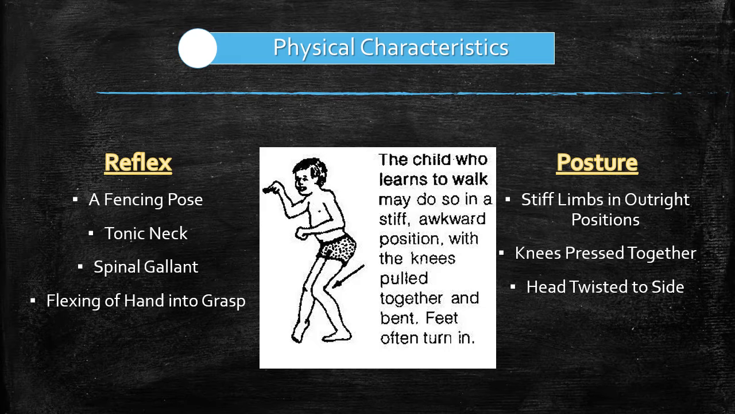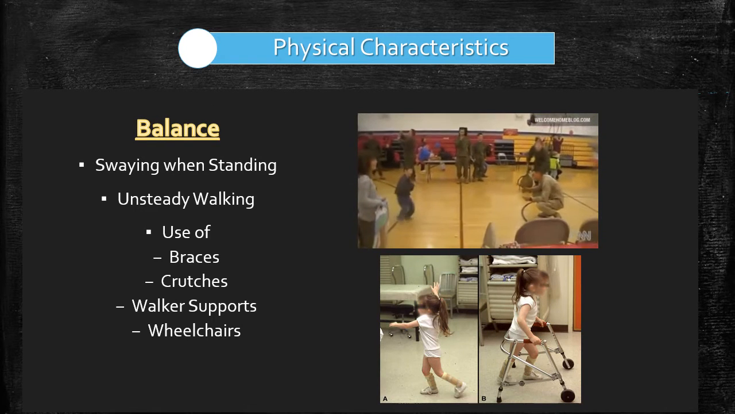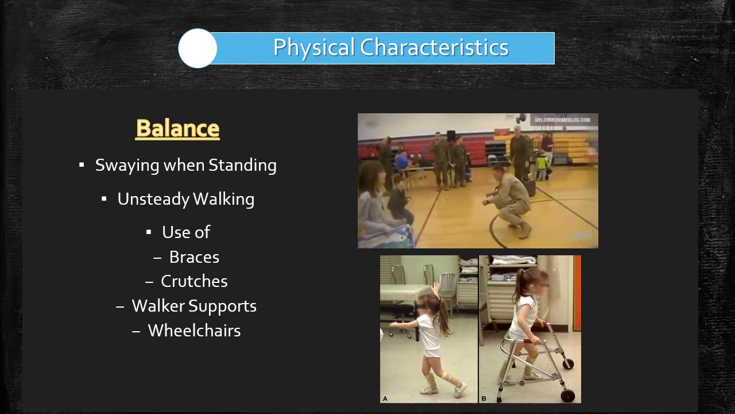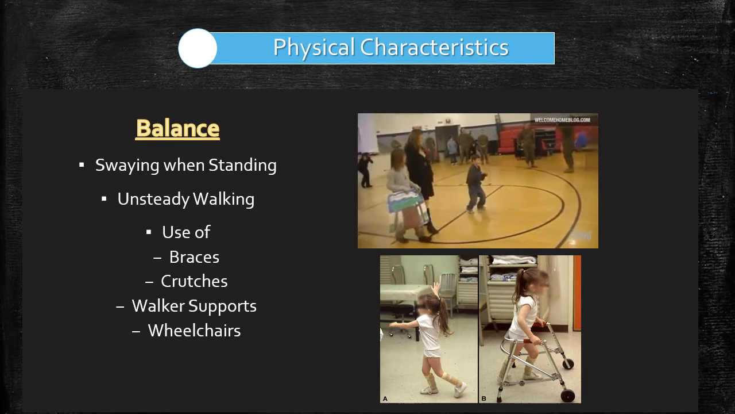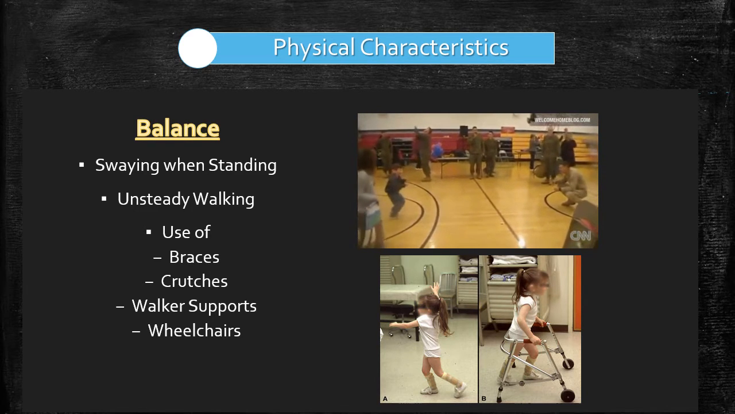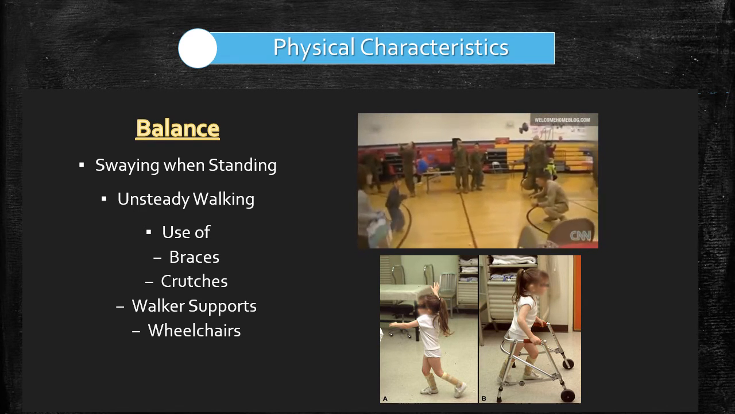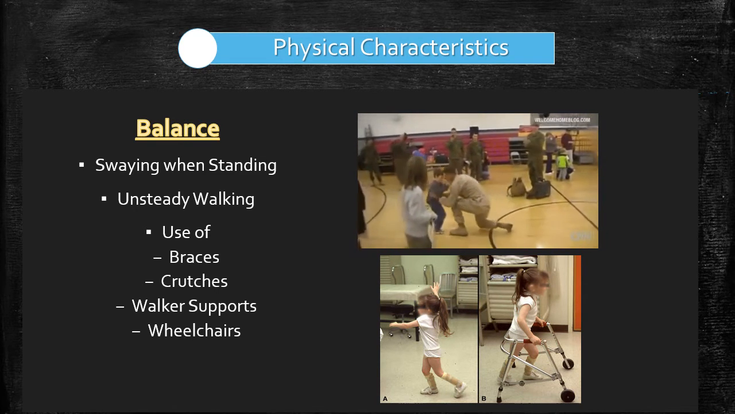An individual with cerebral palsy may not look as straight and can display characteristics such as stiff limbs facing out, knees pressed together, or head tilting to the side. The last physical characteristic is balance. An individual with cerebral palsy may exhibit some exaggerated body movement to compensate for lack of balance due to weakened muscles. Physical appearances represented by this can include swaying or unsteady steps, and to help accommodate their mobility, the individual may need assistance from braces, crutches, a walker, or a wheelchair.